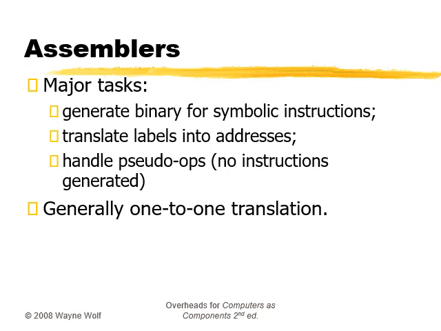The assembler handles pseudocodes. For pseudocode we usually don't generate any instruction. The assembler allows labels to be added to the symbol table. So we add a symbol to the symbol table without occupying space in the program memory. When we are not specifying space in the program memory, it is known as pseudo-ops. So no instruction is generated. Generally the task is a one-to-one translation. For one symbol we generate binary, for one label we generate an address. So this is one-to-one translation.